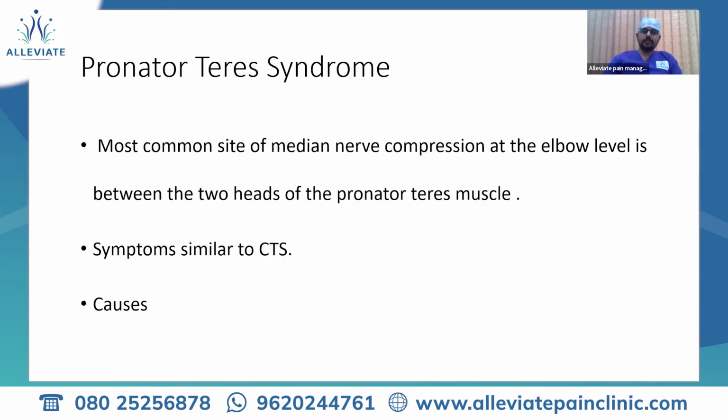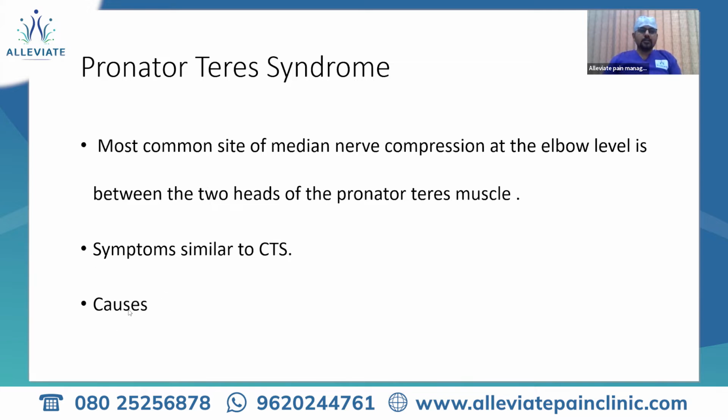So one of the syndromes is the pronator teres syndrome, wherein the median nerve compression occurs at the elbow between the two heads of the pronator teres muscle. Okay, so now the symptoms. The hand symptoms are very similar to the carpal tunnel syndrome, whereas at the arm level, they can be numbness and hypoesthesia at the volar aspect of the arm.